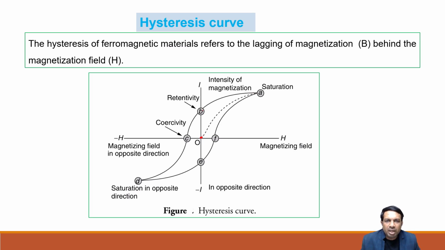Even though we bring the magnetizing field to 0, some portion of the B value remains there. That is what we call retentivity. Then in order to make that retentivity 0, we apply further magnetizing field in the opposite direction and finally make that B or I value 0. The magnetizing field used for that purpose is what we call coercivity, and we move in the opposite direction.